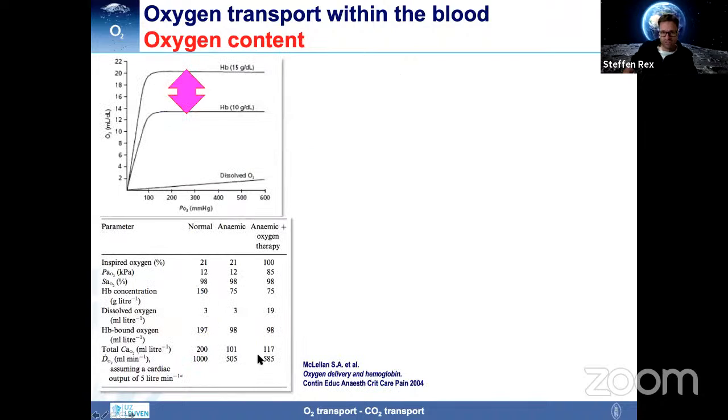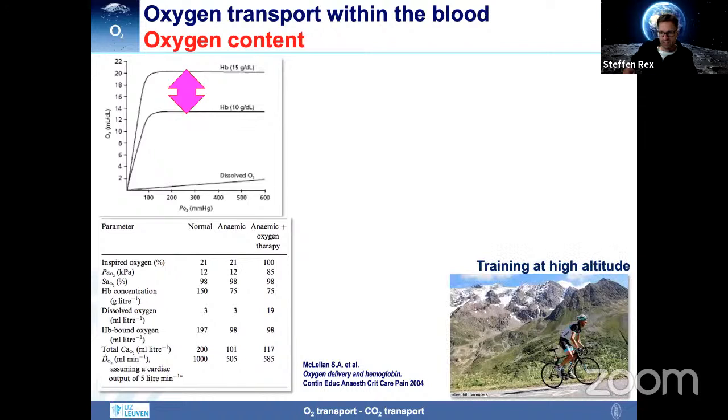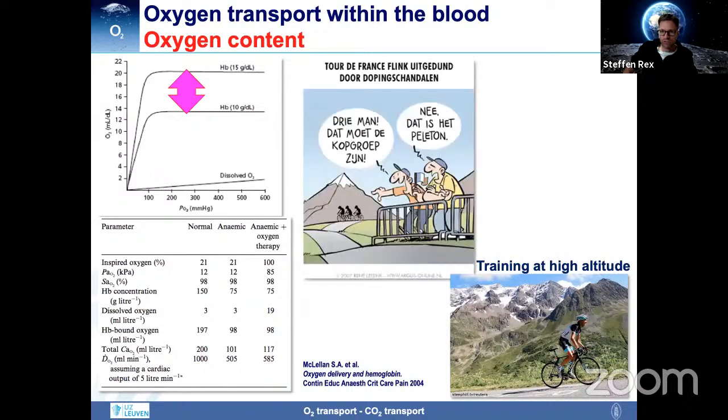The oxygen content is mainly dependent upon the hemoglobin. This is very easy if you remember this formula, and this is exactly the reason why cyclists do high altitude training, or why they inject erythropoietin, because by only increasing the hemoglobin, let's say by 0.5 gram per deciliter, you can calculate it at home.